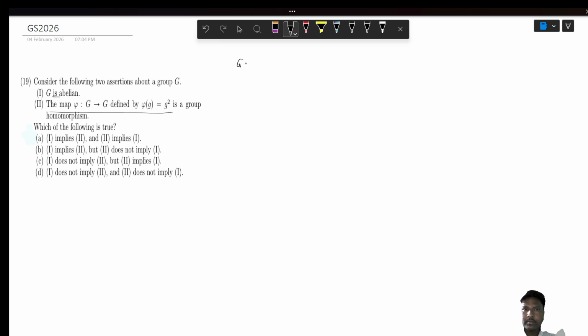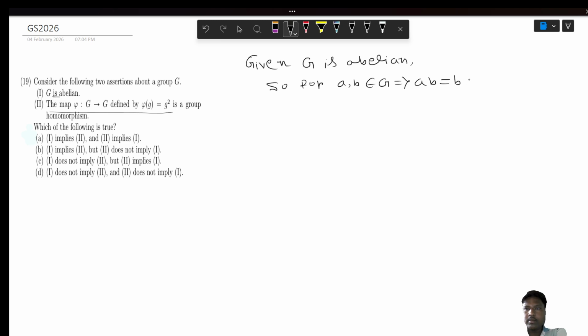So let given G is abelian. Abelian. So for a, b belongs to G, which implies ab equals to ba for any a, b belongs to G. Now phi maps G to G defined by phi of g equals to g square.